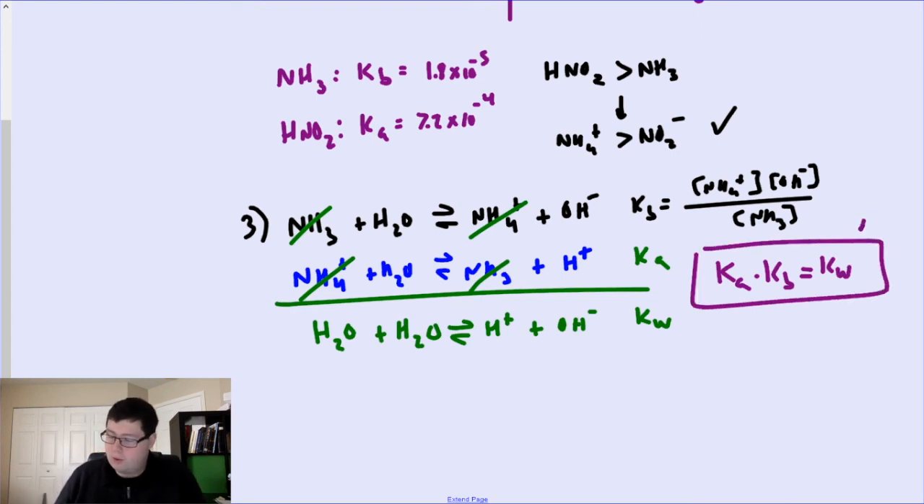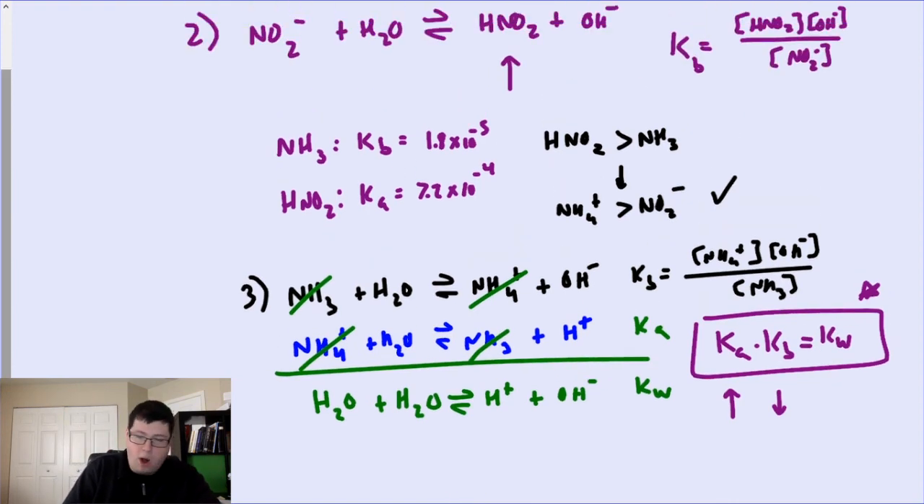This is an important statement. It helps us understand what's going on in these weak acid, weak base equilibria. This relationship tells me that the stronger the Ka for an acid, the weaker its conjugate base, because as I increase Ka, Kb must decrease for the conjugate in order to make Kw be the same, and vice versa. The weaker the Ka, the stronger the Kb.